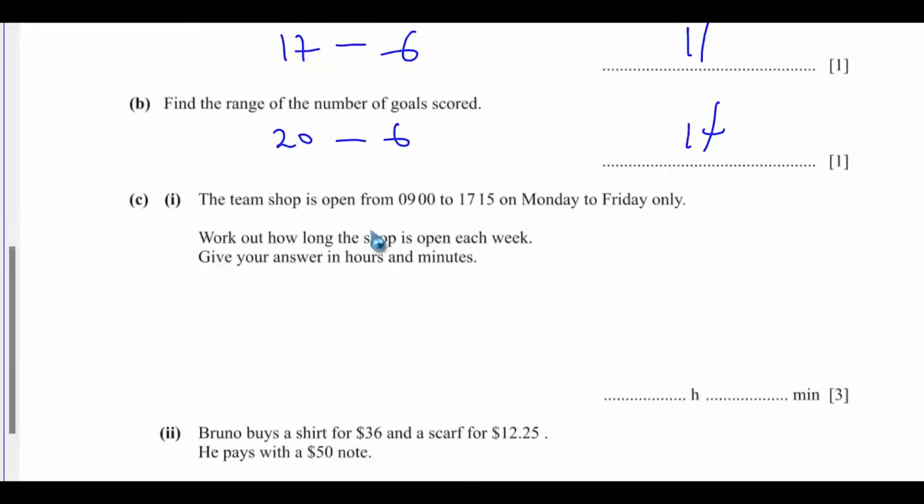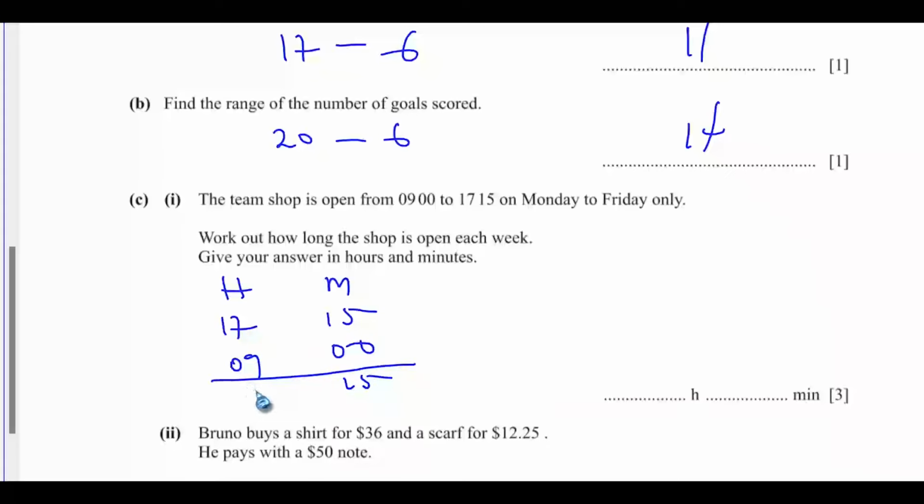See Roman figure 1. The team shop is open from 9 o'clock to 17:15 on Monday to Friday only. Work out how long the shop is open each week. Give your answer in hours and minutes. On a daily basis, we need to get the number of hours the shop opens. This is hour and this is minute. So you have 17, 15, then you have 9, 0, 0. If you subtract this, this will give us 15 and this will give us 8. So that means the team shop opens 8 hours 15 minutes daily.